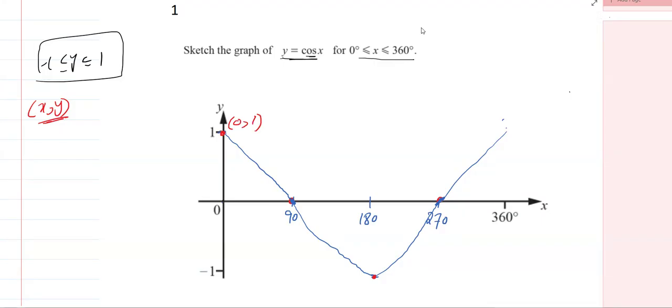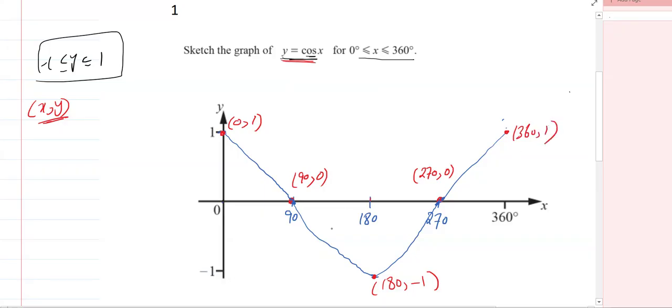Yes, the cos graph will always be like this from 0 to 360. Now, for example, what will be the coordinate of this point? This point will have the coordinate x is 90 and y is 0. At this point, x is 180, y is minus 1. So 180, minus 1. At this point, it will be 270 and y is 0. And the coordinate of this point, in case of cos, is going to be 361.